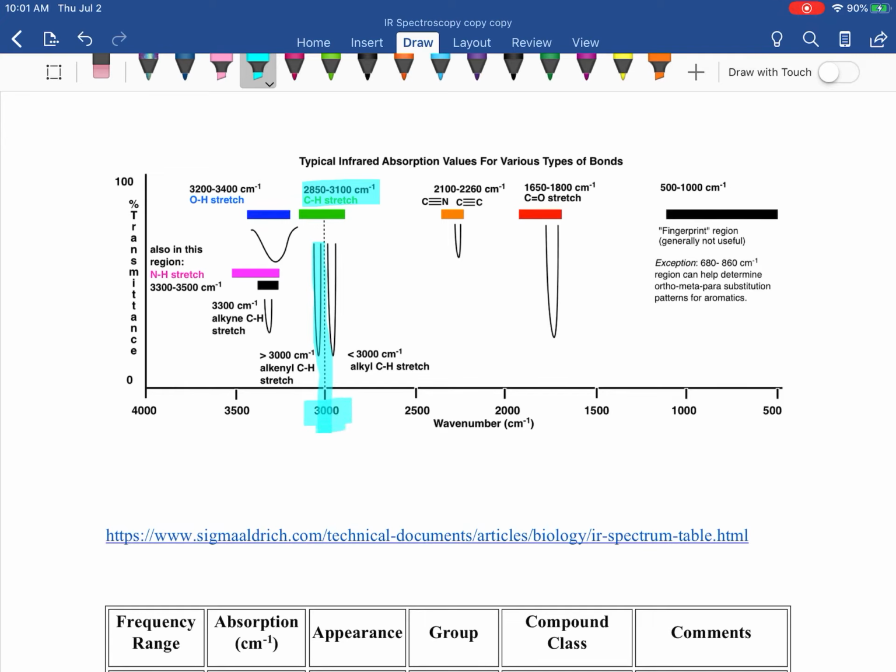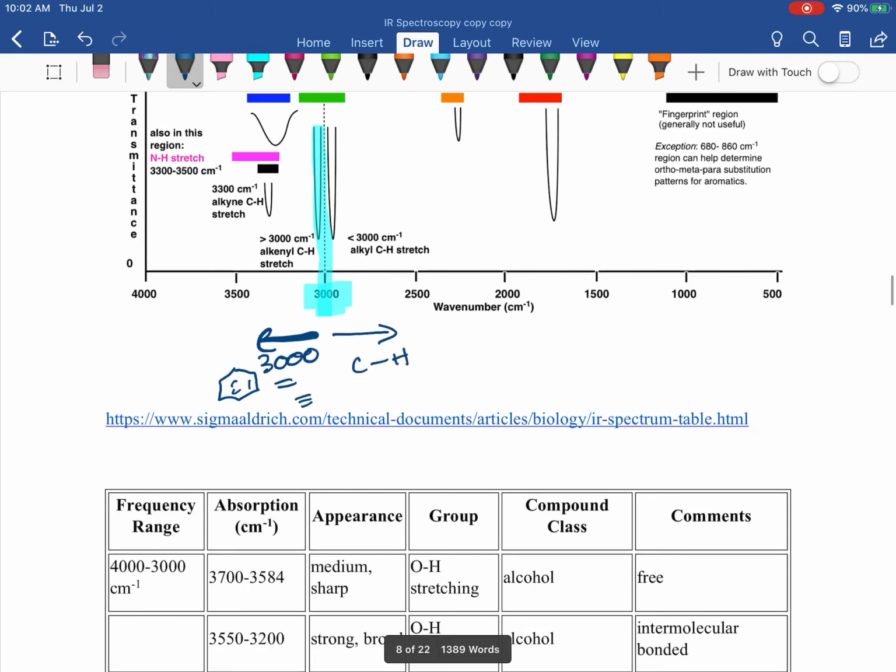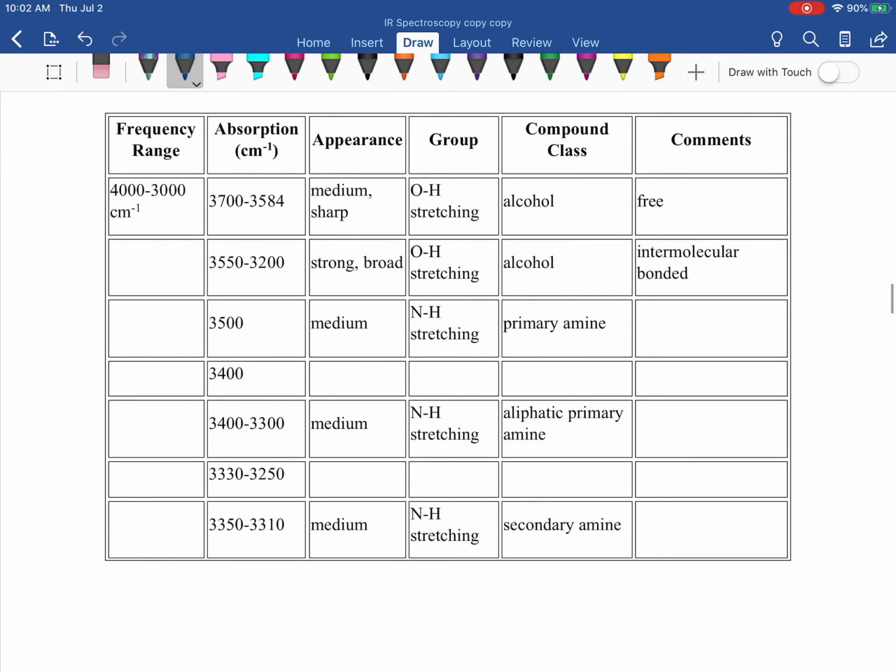All right, look at our CH stretch. That's right here. It's connecting to where you're going to read that in your spectrum. If our peaks start on this side of 3,000, we have a double bond or a triple bond, or a benzene. If they start on this side of 3,000, we have single bonds. So we need to take the bond type and correlate it to what we see in our spectrum.